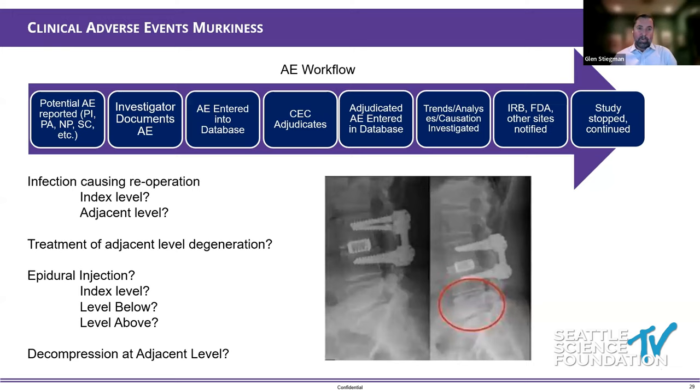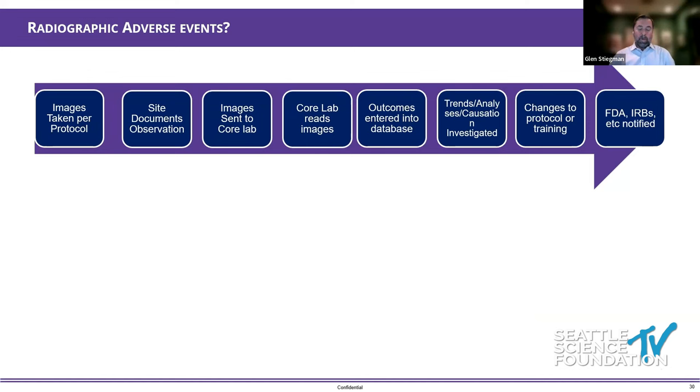Now, getting to the radiographic side of this, we have the images taken, and the site documents the observations that they're seeing on these images. The observations aren't necessarily disc heights and such, since the core lab will do most of that, but you do see spinous process fractures, you may see some migration, and that type of thing is documented. Then those images are sent to the core lab, which reads them, their outcomes are entered into the database, and then the same pathway exists as in a clinical adverse event. You look at the trends, analysis, causation, whatever you think is going on, changes to the protocol, training, FDA and IRBs are notified, and I could even add a last bullet of study stoppage.